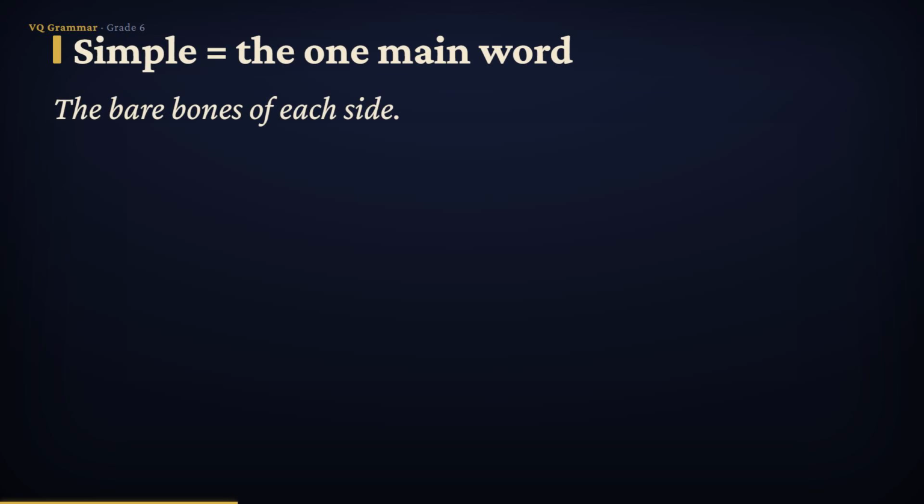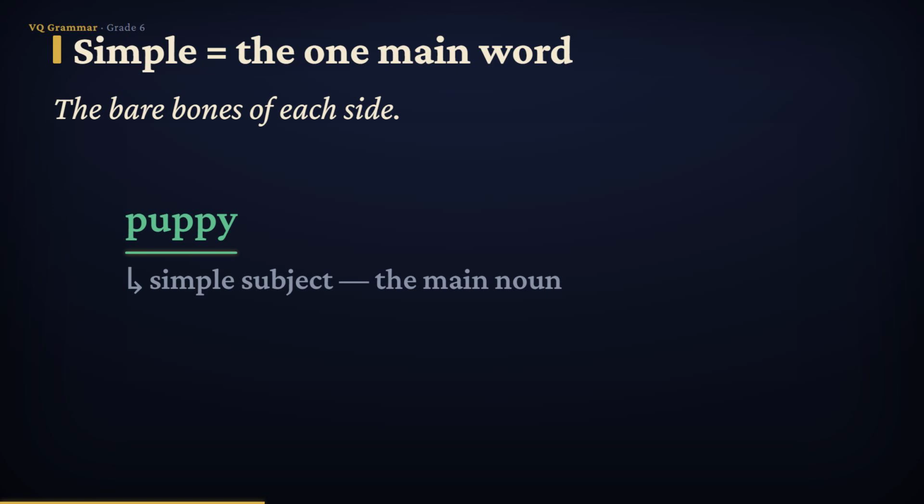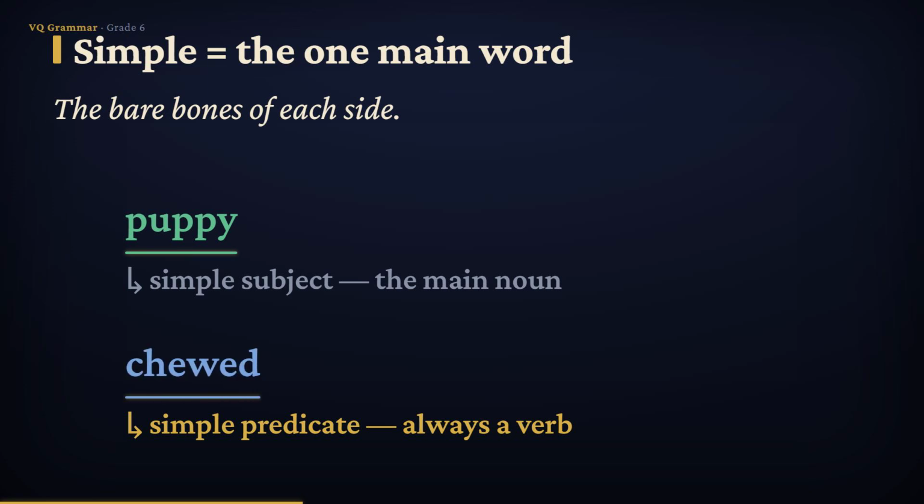Inside each side, there's one word doing the heavy lifting. That word is the simple part. Inside our complete subject, our loud new puppy, the simple subject is the main noun, puppy. That's the one word everything else is describing. And inside the complete predicate, the simple predicate is the main verb. And here's a fact worth memorizing. The simple predicate is always a verb, an action word or a being word. Here that verb is chewed. Puppy, chewed. Those two words are the bare bones of the whole sentence.